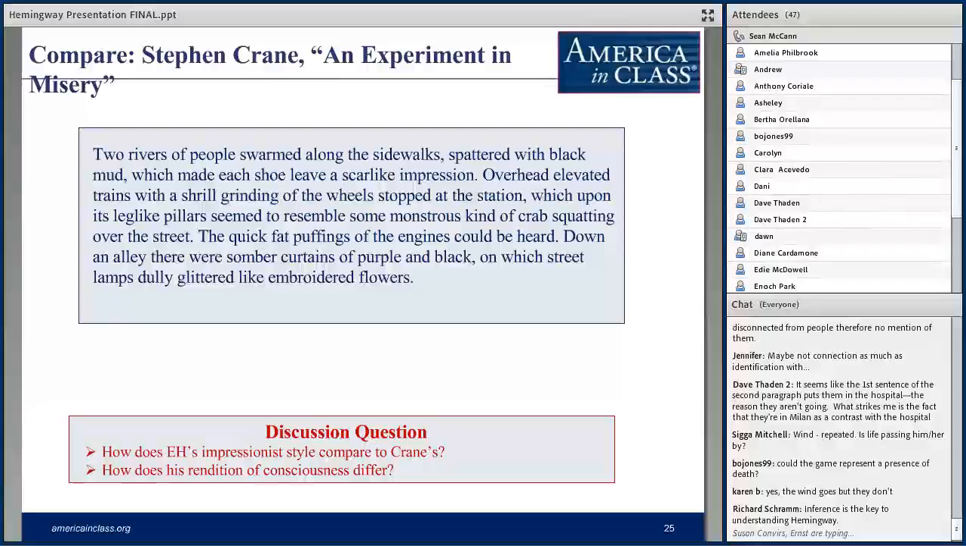Wow, that's an awesome paragraph, but it's not Hemingway. So what's the difference?